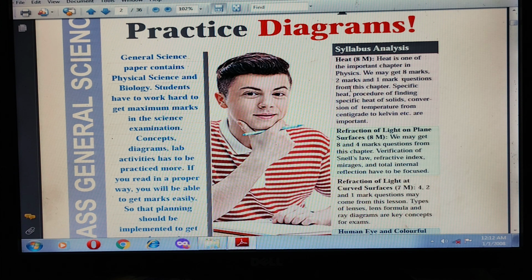And if we consider one more chapter in physics, that is refraction of light on plane surfaces. From this chapter, there is a chance of 8 marks. We may get 8 and 4 marks questions from this chapter. In this, verification of Snell's law. Verification of Snell's law is nothing but, you all know that sin i by sin r is equal to a constant. One question is, how can you prove that sin i by sin r is equal to a constant? That is a very important question.